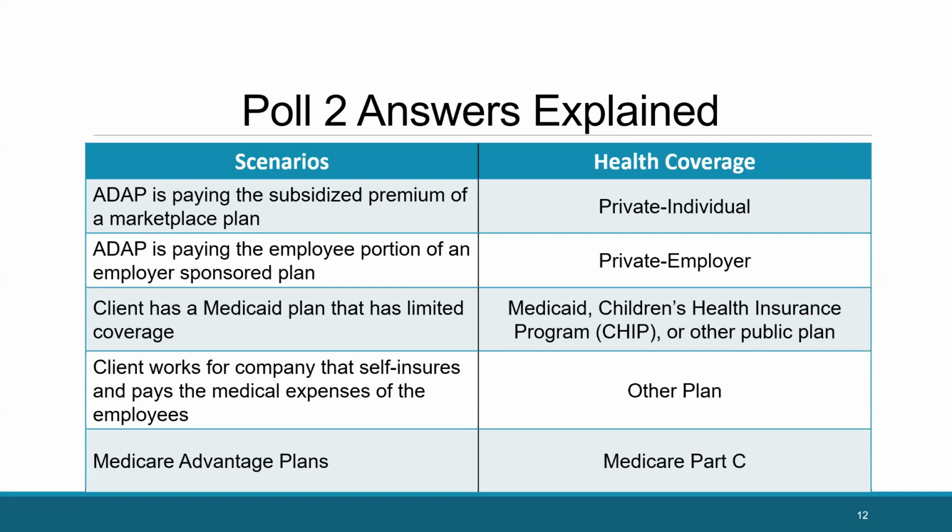And then a Medicaid plan that has limited coverage, as we talked about in the other slide, falls under Medicaid, not other plan. Even though it's limited, it's still considered Medicaid. And then a company that self-insures and pays the medical expenses of the employees, this is the ADR manual definition of other plan. It's not a common scenario, and the scenario doesn't fit into the other categories. So this is reported as other plan. And then Medicare Advantage plan is actually considered Medicare Part C. It's just another name that's sometimes used for Medicare Part C. So it should not be reported as other plan, but reported as Medicare Part C.